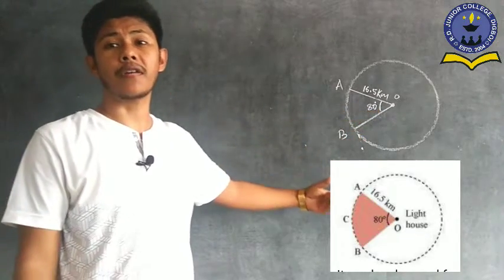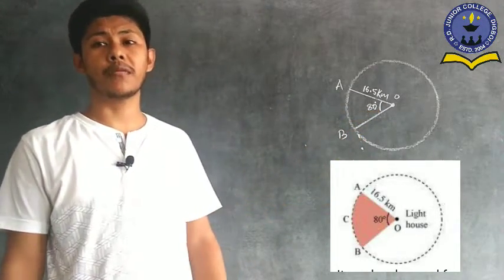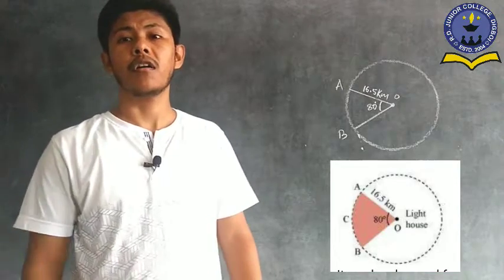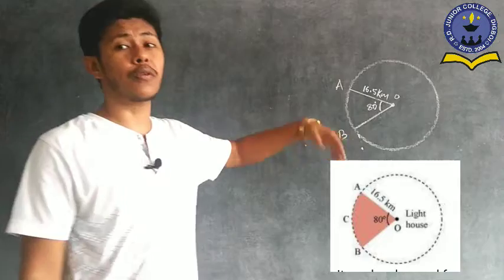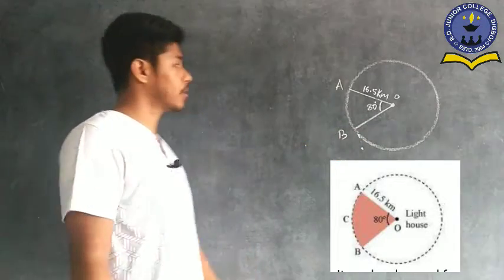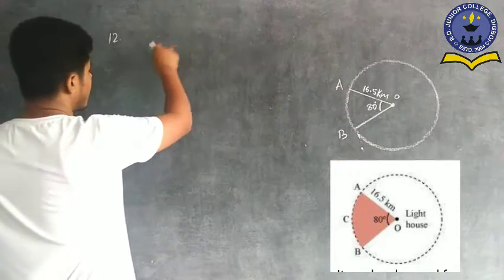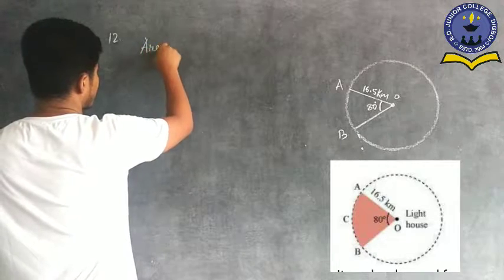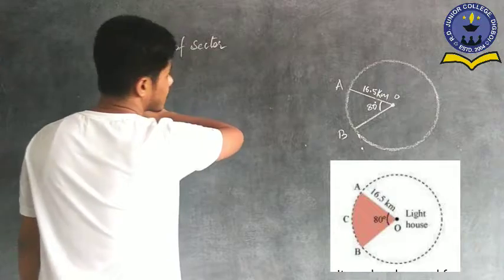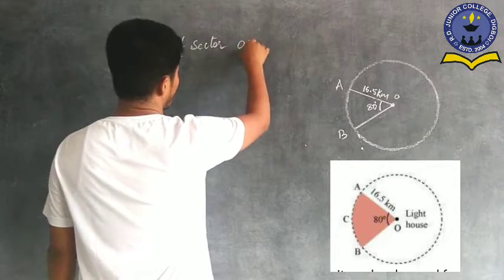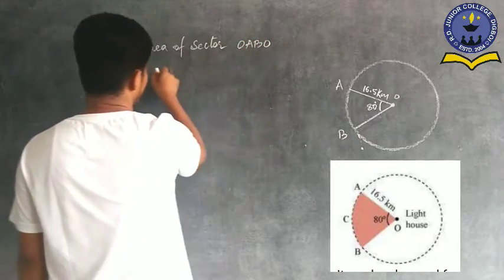So finally, the question we have to answer here is: find the area over which the ships are warned. That means in this place the ships are warned, so we have to find out the area of this portion. Very simple, we just have to find out the area of the sector. So area of sector OABO. That means we have to find out the area of this one.